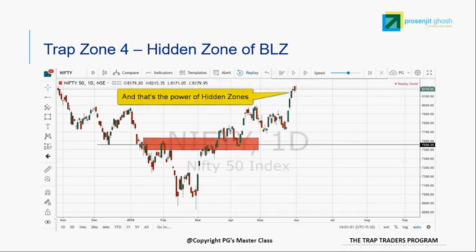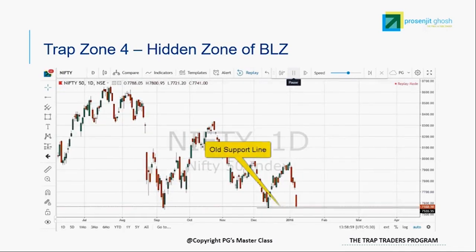Okay, so this is the hidden zone of a break limit zone. As you can see, again there was a momentum candle and price came back to it a couple of times and gave its reaction. So the broken break limit zone, once it gets engulfed, acted as a hidden zone and a beautiful trade happened. And this phenomenon is true for each and every price movement. Okay, so all of you clear about hidden zone of break limit zone?